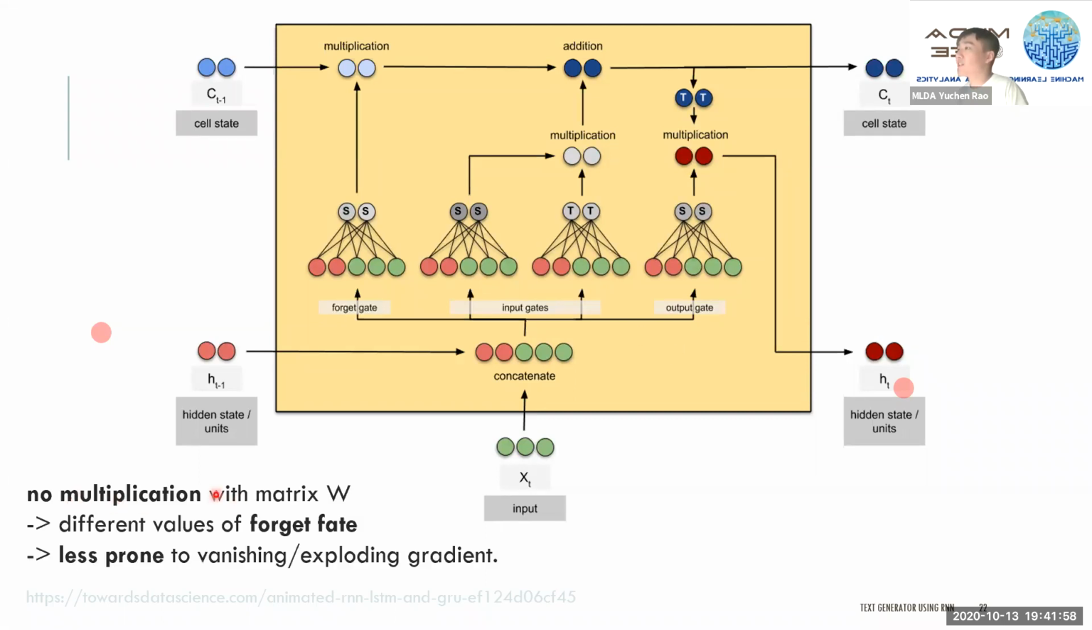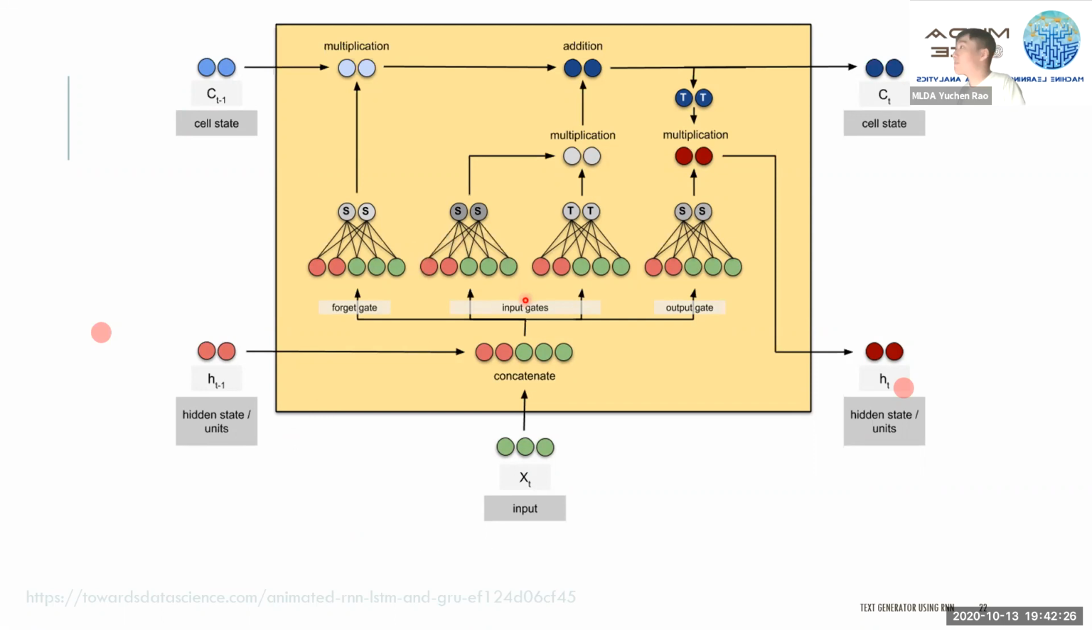So we can see there's actually no multiplication with matrix W. So it's just doing basic arithmetic operations here. Which actually resolved our exploding problem, but the vanishing gradient problem is still there, but it is less prone to it.